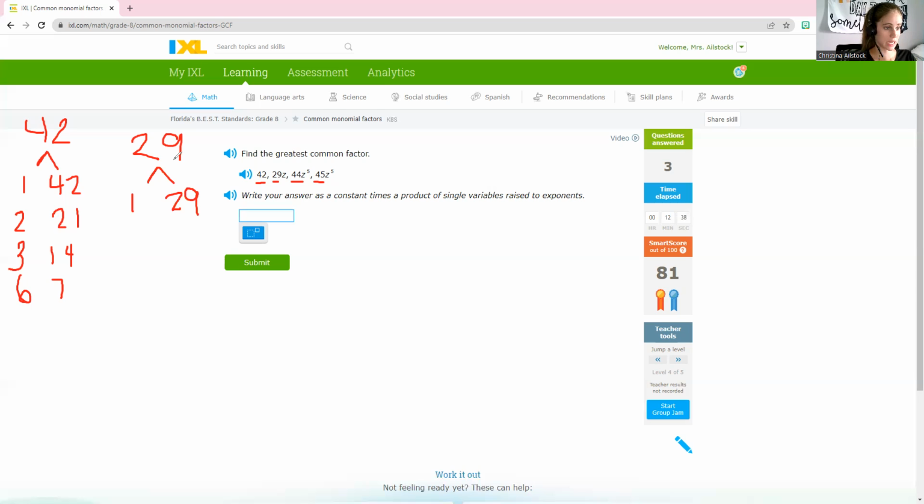And neither does 9. All right, just stuck with a 1. Let's go down. I'll change my colors so this doesn't blend too much. Let's do 44. We have 1 and 44, 2 and 22. 3 doesn't work. We have 4 and 11. 5 doesn't work. 6 doesn't work. 7 doesn't. 8 doesn't, and neither does 9.